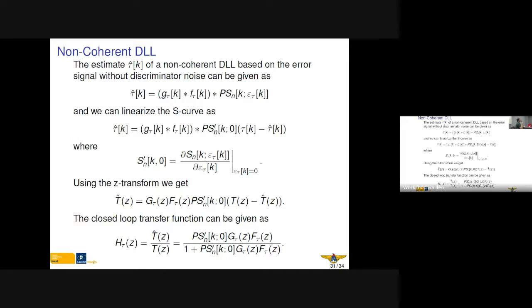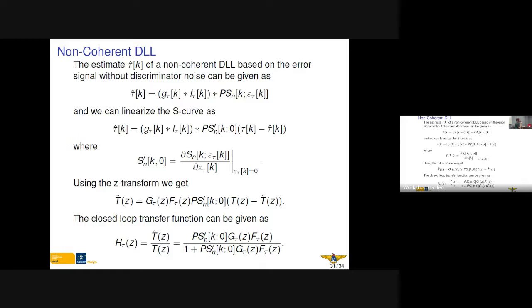And when we linearize the S curve, what happens here is we take the derivative of the S curve at tracking error 0. This is S prime n k of 0, the second equation from the top. And we multiply then with the tracking error. This is a very simple linearization. We take the derivative or the slope of the S curve at 0, multiplied with the tracking error. And we rewrote the tracking error here as tau k minus tau hat k.